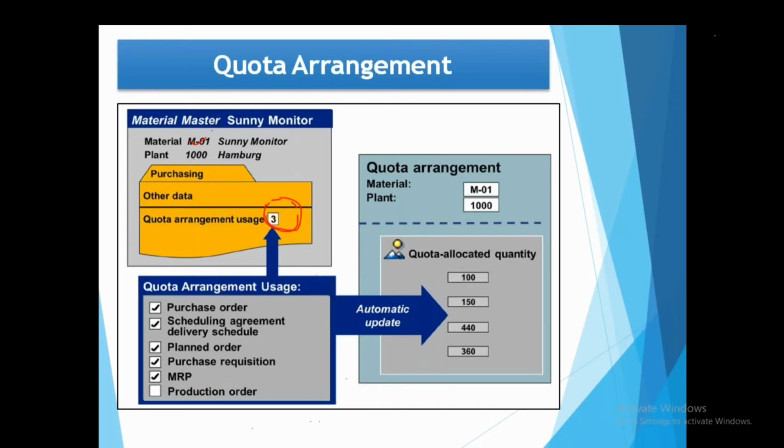For that material, in the material master, in the purchasing data tab, in the purchasing view, you have to activate quota arrangement usage. When you activate it, the quantities created for a purchase order, planned order, purchase requisition, whatever, will automatically get updated as the quota allocated quantity in your quota arrangement data. Okay, so I'll show you that.